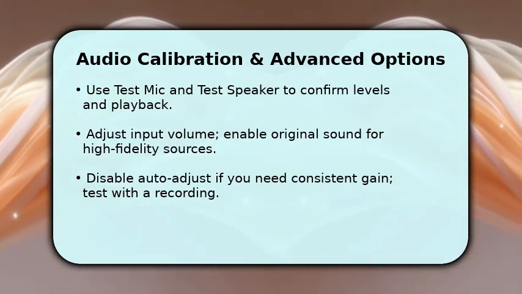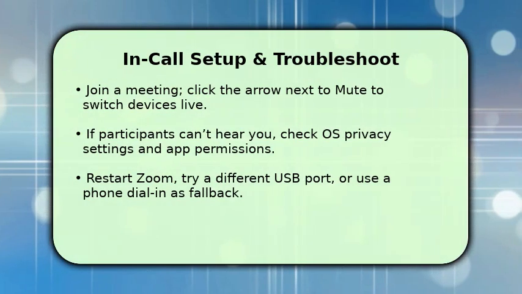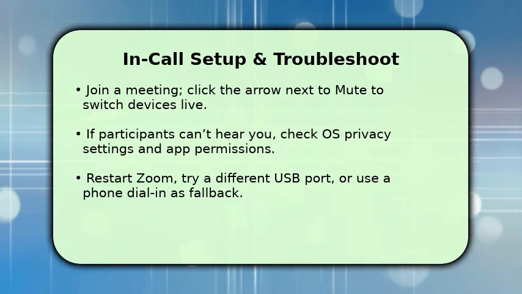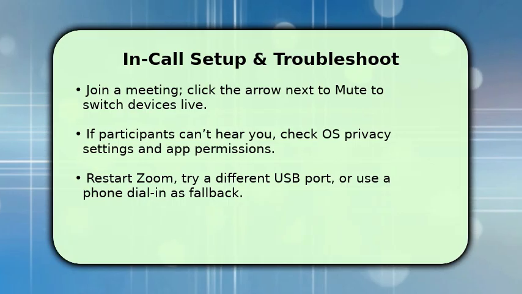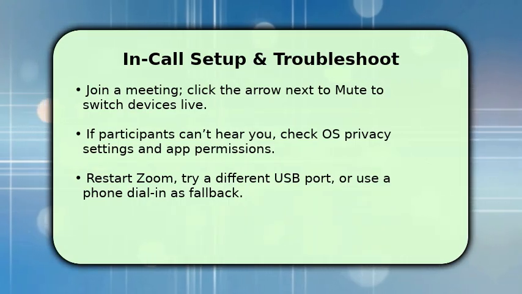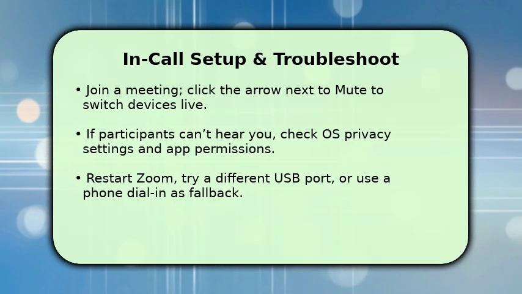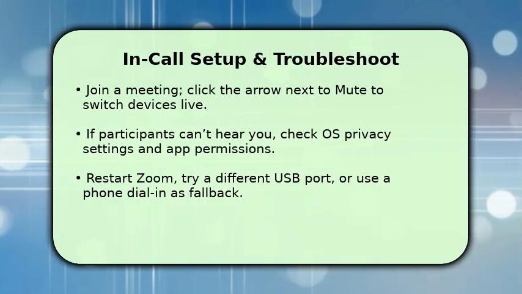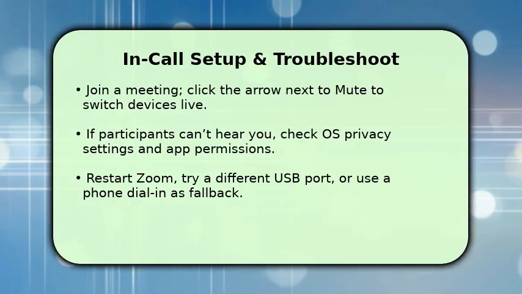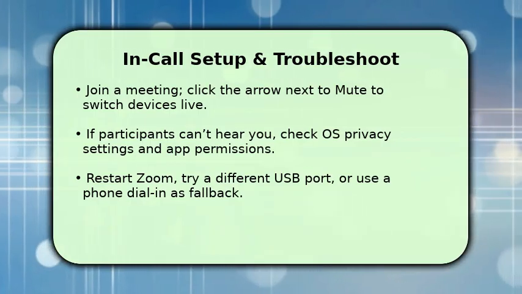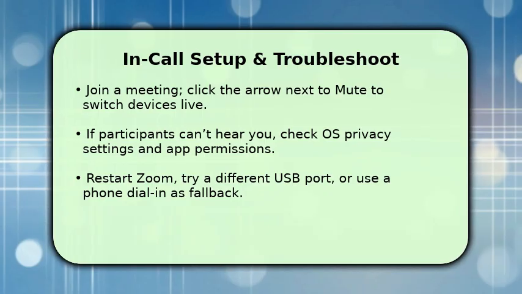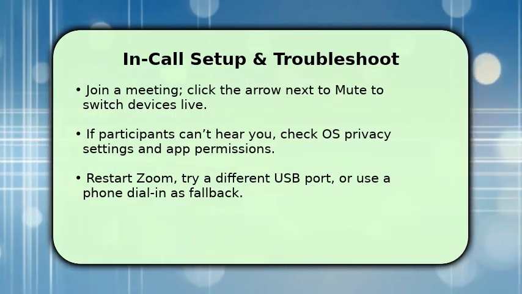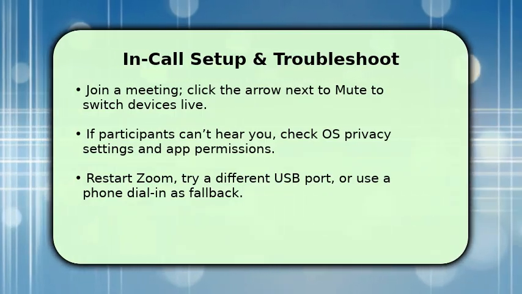When you join the call, monitor audio using the in-meeting controls. Click the arrow next to mute to switch devices live or test speaker output. If others can't hear you, make sure your operating system's microphone privacy and app permissions allow Zoom to access the device, and confirm the correct device is selected. If problems persist, restart Zoom, try a different USB port or headset, and as a last resort, use phone dial-in so you stay connected while troubleshooting.